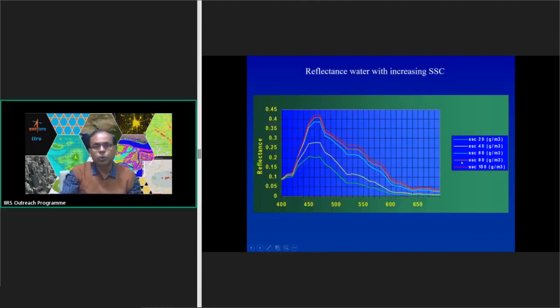So now, if you model the reflectance of the water with varying suspended sediment concentration, you may get this type of curves depending on the reflection and absorption characteristics. So you can find a suitable band and develop an algorithm to quantify the suspended sediment concentration of the water.